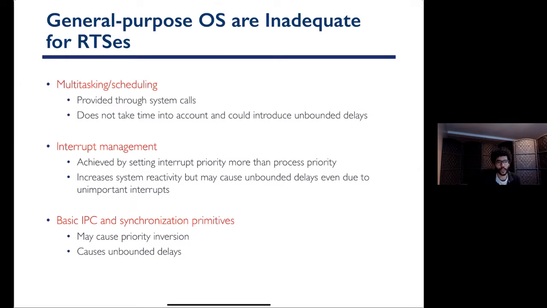And also with IPC and synchronization, if you're trying to lock a mutex and the mutex is already locked, you don't exactly know when it's going to be unlocked, when you're going to run again. And all of these examples show that in general purpose operating systems, usually we don't have any guarantee on the timing when it comes to executing threads.